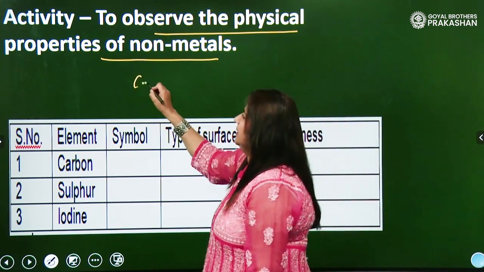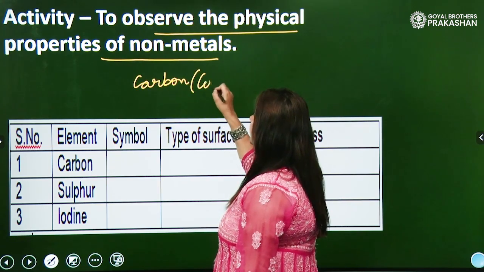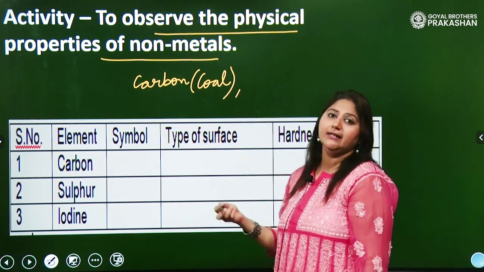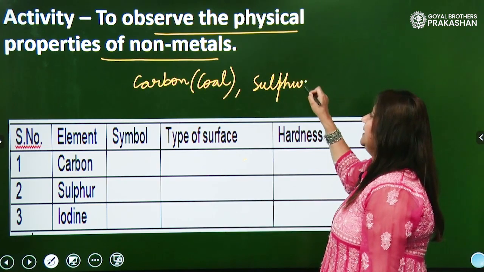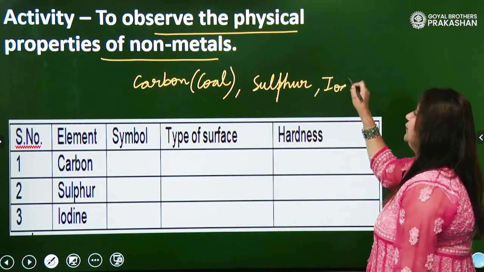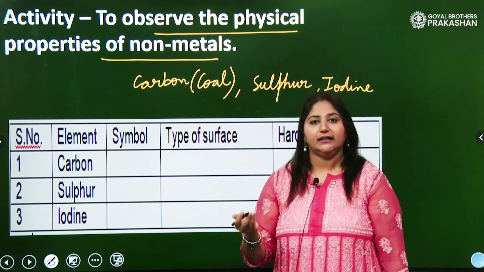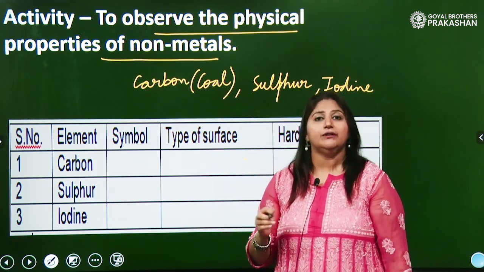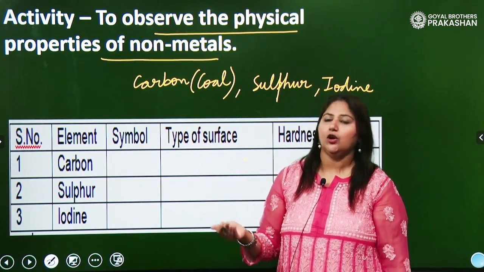We are taking carbon in the form of coal, or you can also take graphite, and then in the lab you will also get sulfur. So it is very easy and convenient to use sulfur as a sample of non-metal. Then you can take iodine crystals for the same purpose, and you have to perform the activities on all these three samples. So what will we observe?